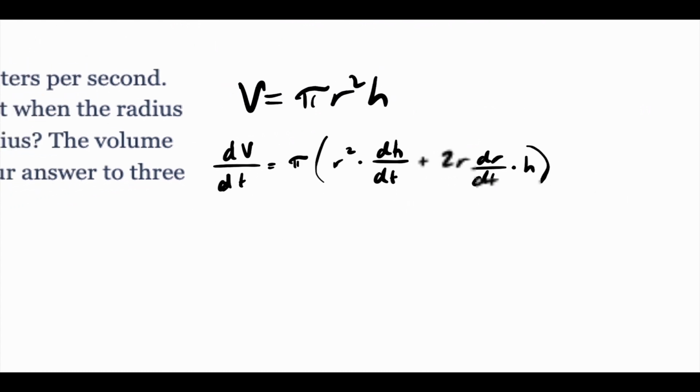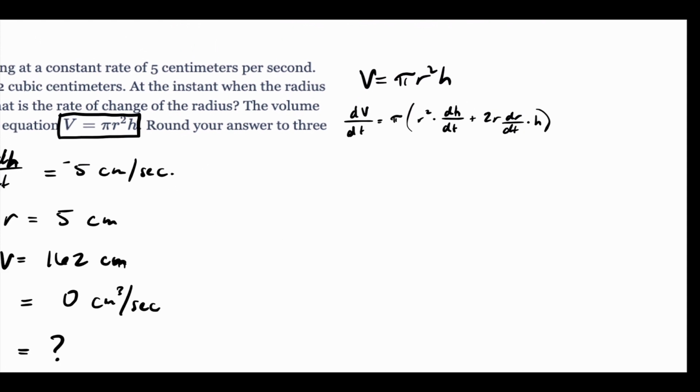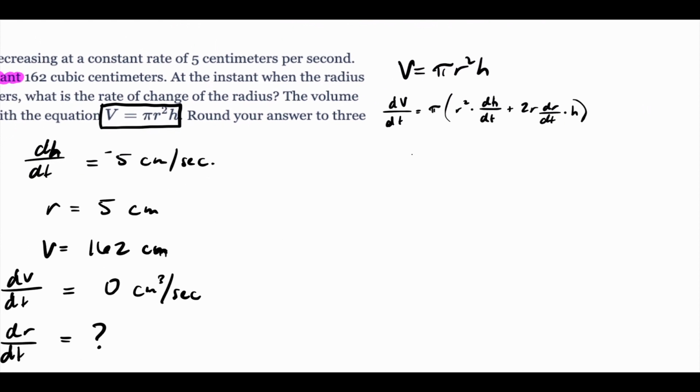Plug in what I know. dV dt I know is 0. So this guy is going to be 0. I know it has to equal 0 because the can is not getting any bigger. R is 5, so 5 squared. dh dt was negative 5. 2r, 5. dr dt was we don't know. So dr dt is going to be our guy that stays, times h.